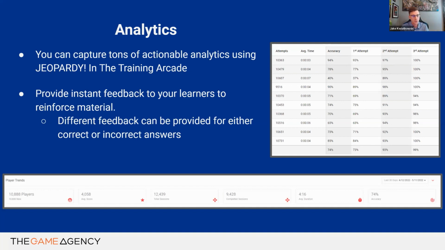There's a million and one ways that you can look at this and see, okay, so this clue here, right, had a 40% accuracy. Maybe that's too hard. So maybe I want to go back and change that. This had a 94% accuracy. Maybe that's a little too easy. I want to make it more difficult. So all of this information is gathered instantly and available to you as the trainer to make your training more effective and engaging for your learners.